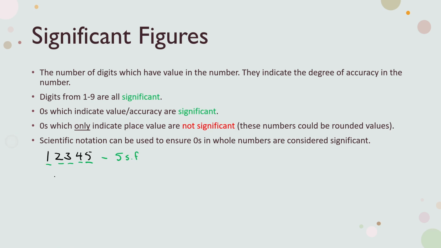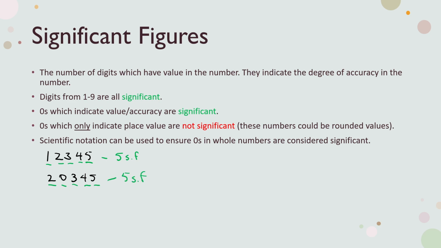In another example, I could have 2, 0, 3, 4, 5. In this case, again, all of our digits from 1 to 9 are considered significant, but our 0 is also considered to be significant because this isn't just showing place value, but has a value in our thousands column. So there are 2 ten-thousands, 0 thousands, 3 hundreds, 4 tens, and 5 units, meaning that this also has 5 significant figures.